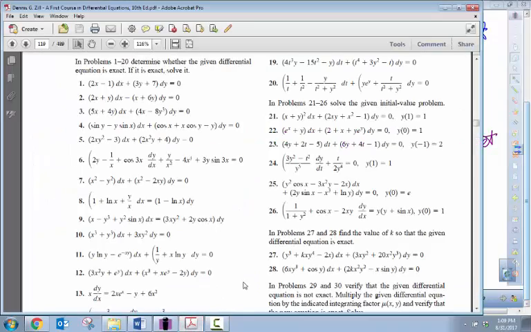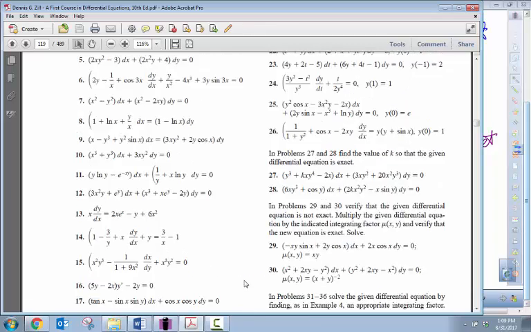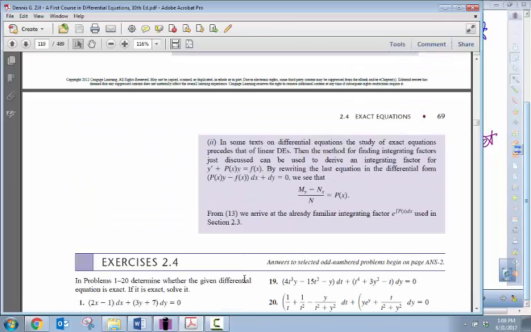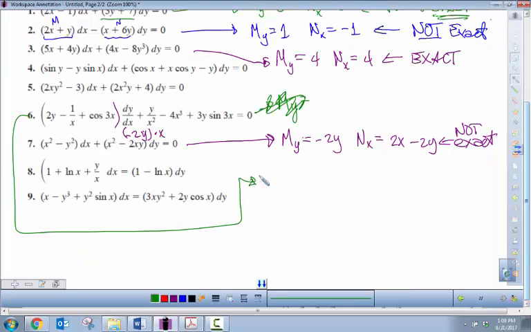What page is it? 2.4. 69. I mean, I suppose I could pull it out of the WebAssign. So it goes over here. So dy dx is multiplied by this whole thing.